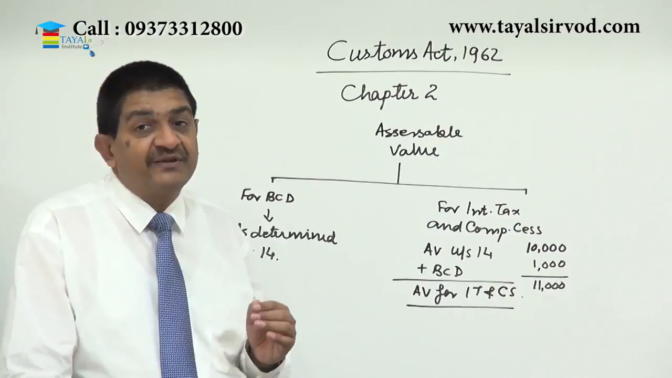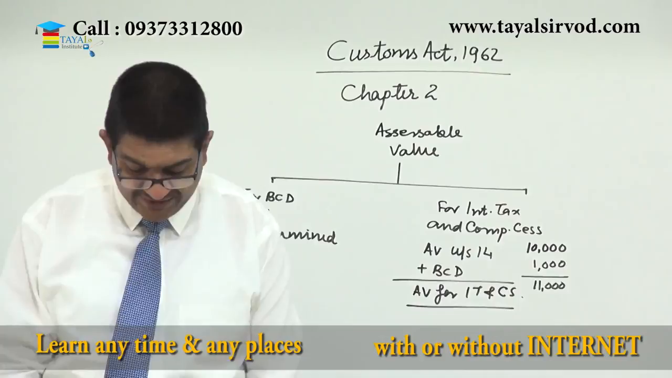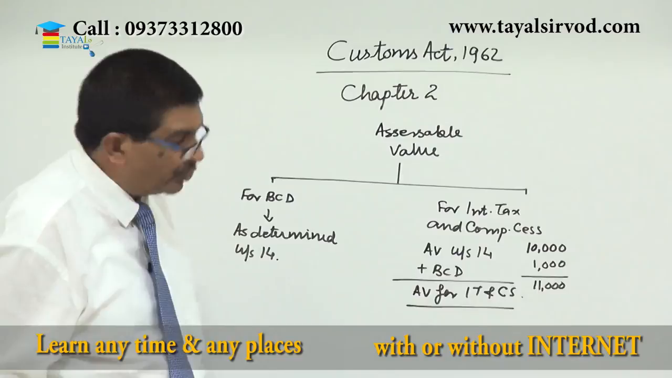The points which require consideration, it says, following tax should not be included: integrated tax, goods and services tax. These are not to be included. So this is only for clarification for this. So need not be done again.